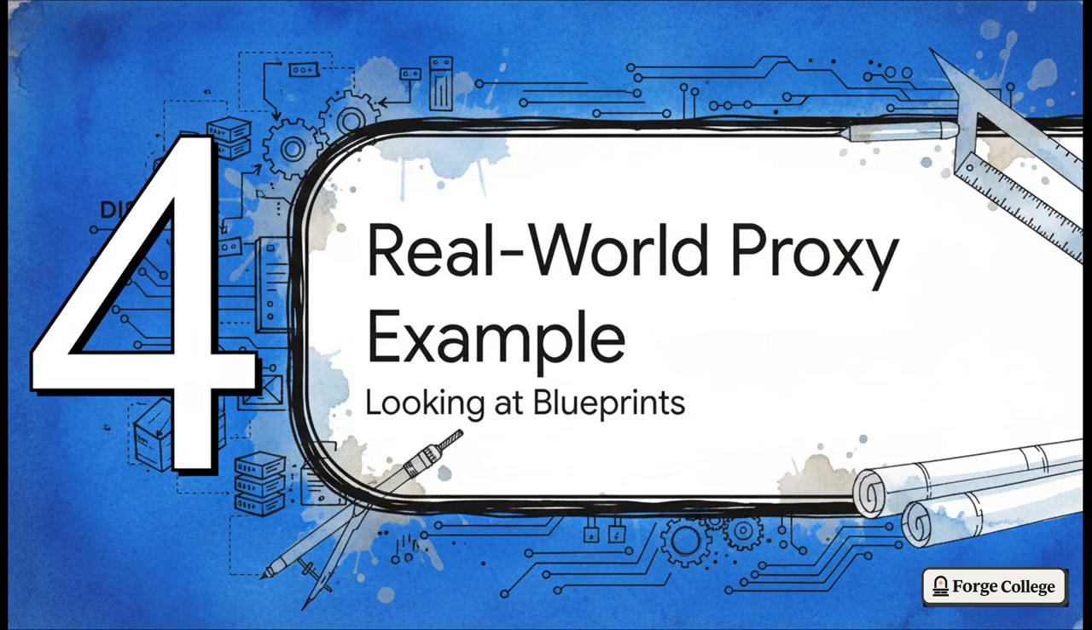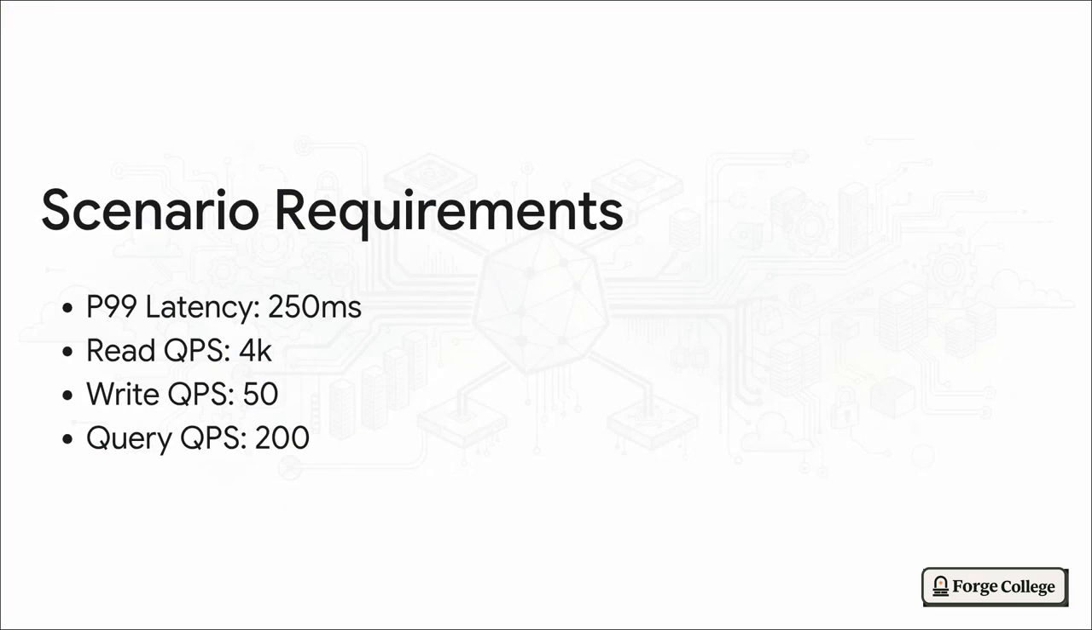Let's look at the actual blueprints. Enough theory. Let's grab our technical pen and draw out a real-world scenario using the exact numbers we scoped in our previous lesson. Our restaurant is under heavy load. We are requiring our system to serve 4,000 public reads per second, and we've got a strict latency target. 99% of those reads must be served in 250 milliseconds or less. At the exact same time, we have 50 authenticated writes per second that need absolute isolation, plus 200 historical queries chewing up disk space. We literally cannot miss a beat.